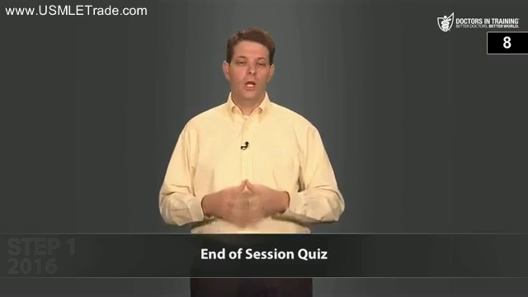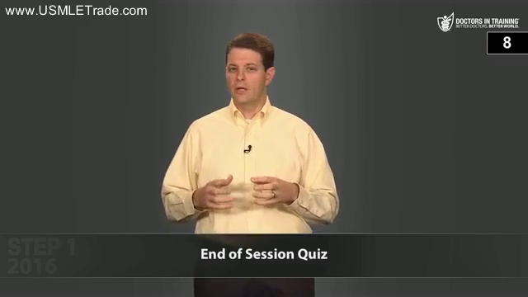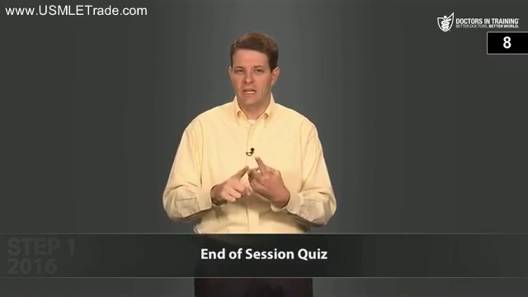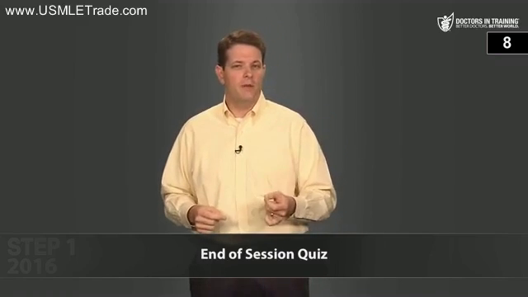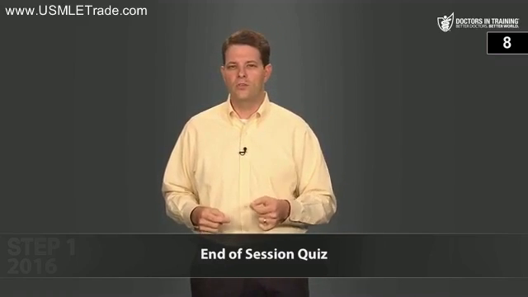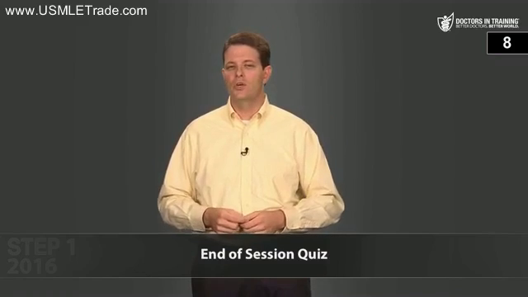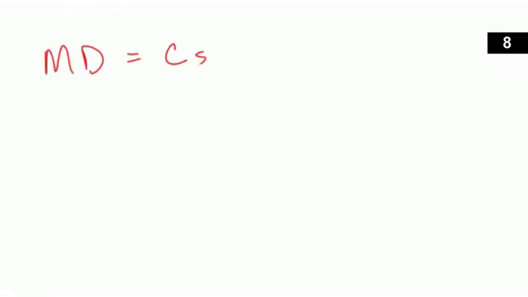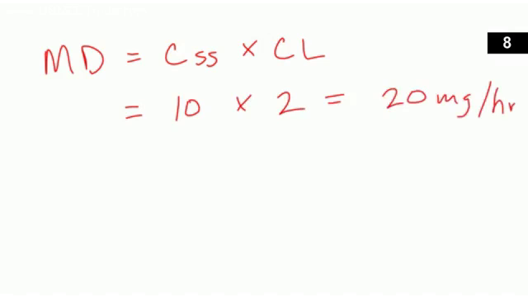Next, assuming 100% bioavailability, and again, they're either going to have to tell you that the drug is 100% bioavailable, or they're going to have to say the drug is given IV. And if it's an IV drug, you're going to assume it's 100% bioavailable. So, assuming 100% bioavailability, what oral dose of drug X would be necessary to maintain the new target level? So this is looking for a maintenance dose. Maintenance dose is equal to the concentration at steady state times clearance. Our new concentration at steady state is 10 milligrams per liter. They gave us the clearance in the question. It's 2 liters per hour. So the maintenance dose is 20 milligrams per hour.